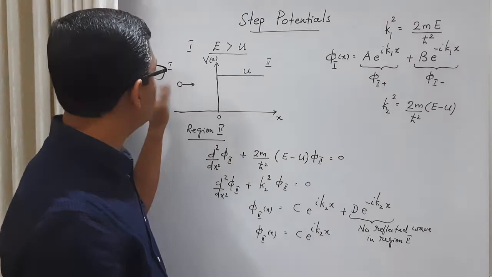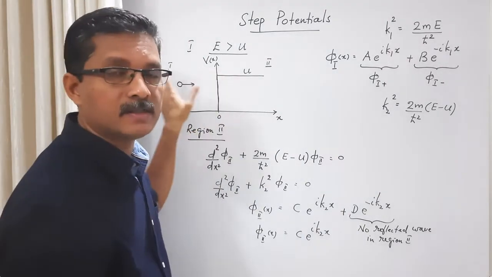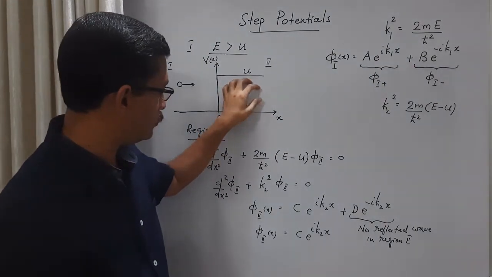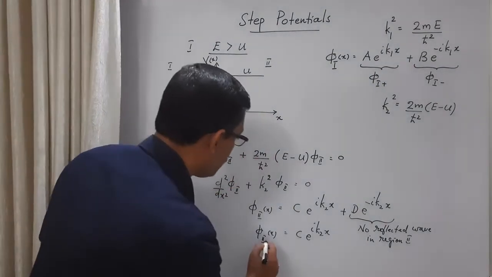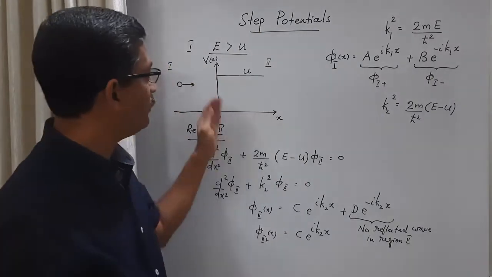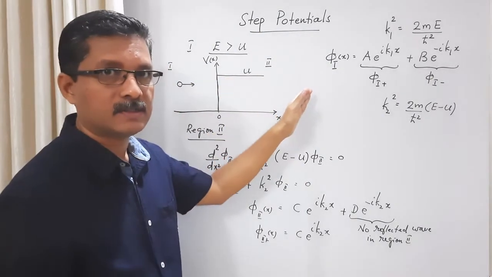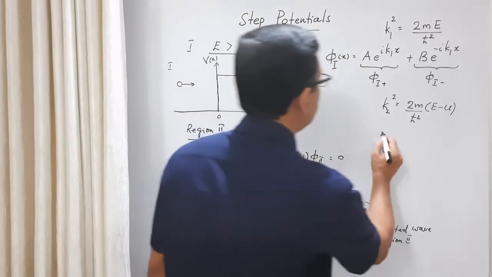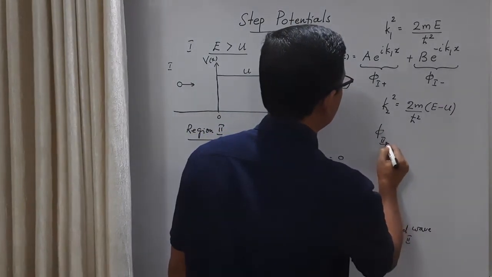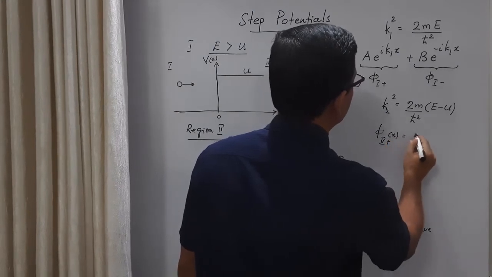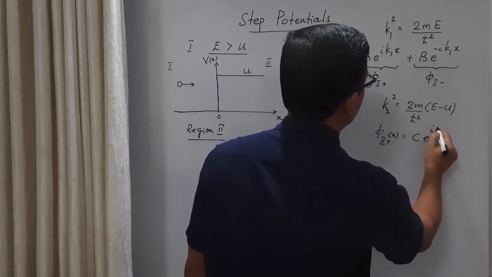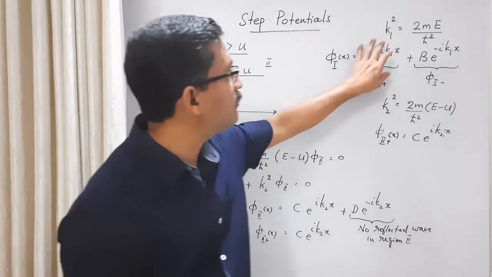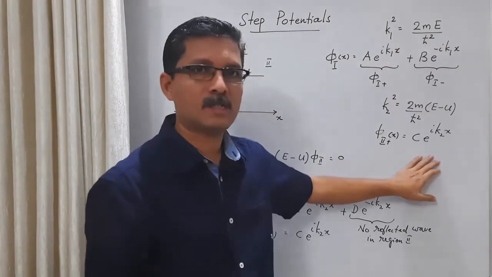So we have two wave functions in region 1, an incident wave and a reflected wave, and only one wave function in region 2. We can say it's simply phi 2 plus: the wave function in region 2 traveling in the plus x direction. So we can call it the transmitted wave. This phi 2 plus of x is C e raised to i k2 x. So this is the incident wave, this is the reflected wave, and this is the transmitted wave.